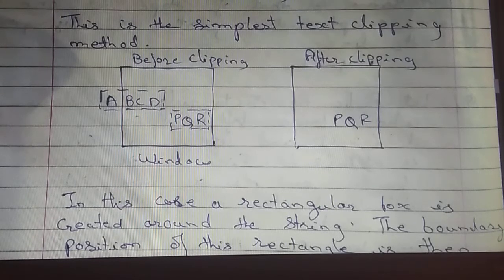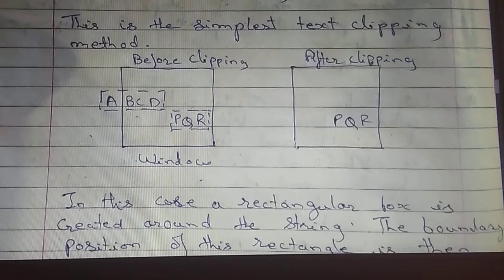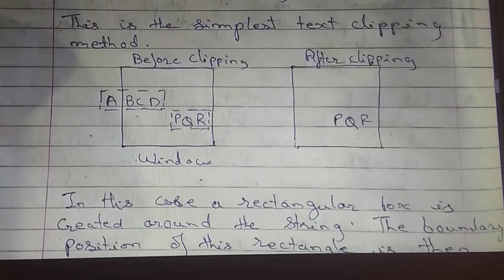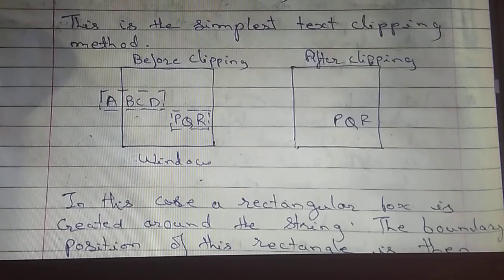As you have seen in this above image, of the two strings ABCD and PQR, string PQR is completely inside the window, so it will be displayed. Whereas in case of string ABCD, only one character is outside and the rest three characters are inside. Still we are rejecting the whole string. Okay.